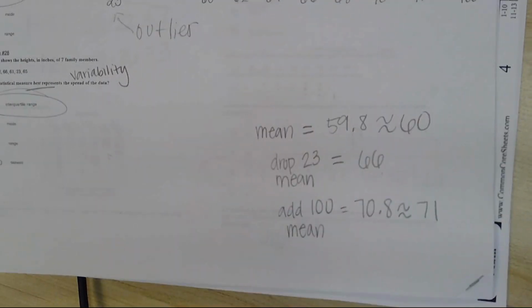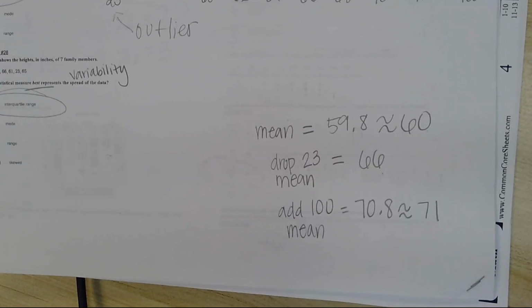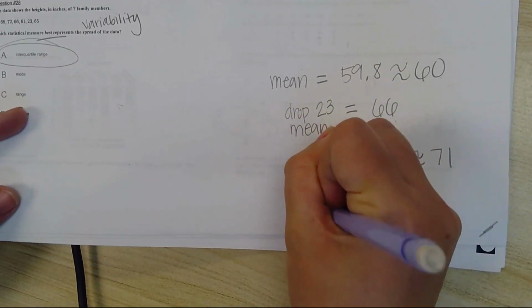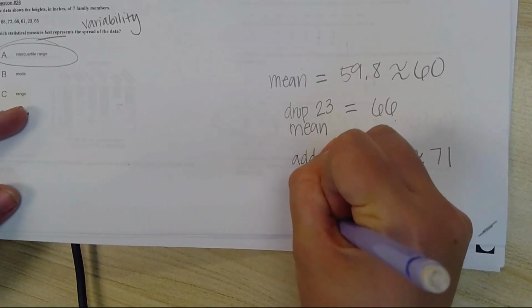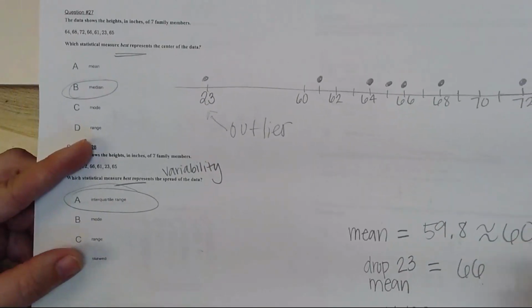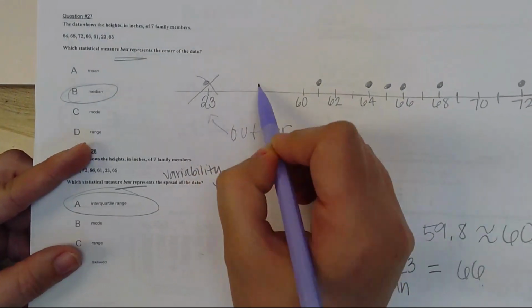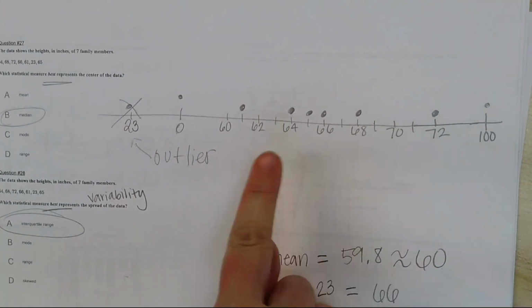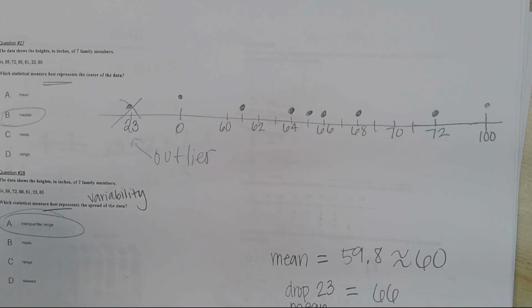I'm not doing it right now, but if I asked you to add a 0 to this data and find the mean, I want y'all to see what happens when you get a 0. So that 23 is no longer there. Now we've got a 0. Do we keep the 100 or drop it? Keep the 100.